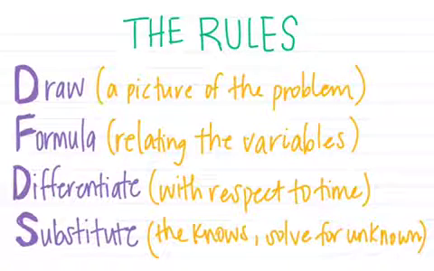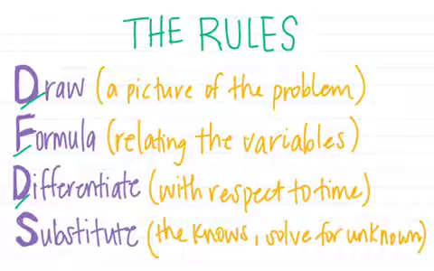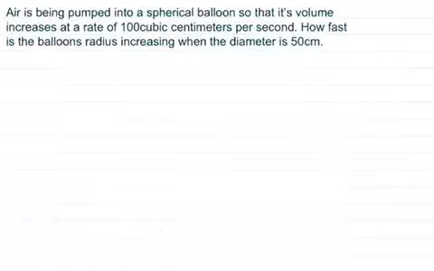All right, so of course, when you are approaching a related rates question, you always want to remember the rules. And I always say DFDS, which helps me to remember. D is draw. You want to draw a picture of what the problem is talking about. F for formula. You want to find a formula relating the variables together in the problem. D for differentiate. We're going to differentiate that formula with respect to time. And then S, substitute. We want to substitute in the variables that we have and then solve for the unknowns.